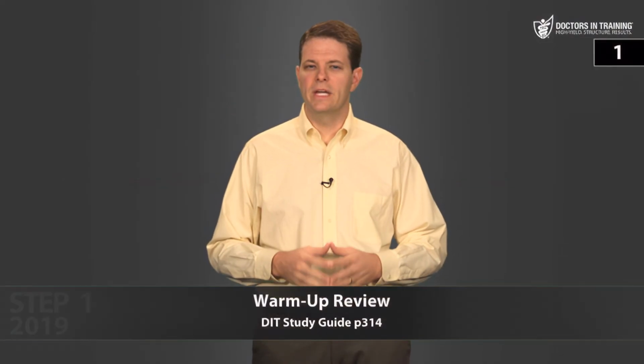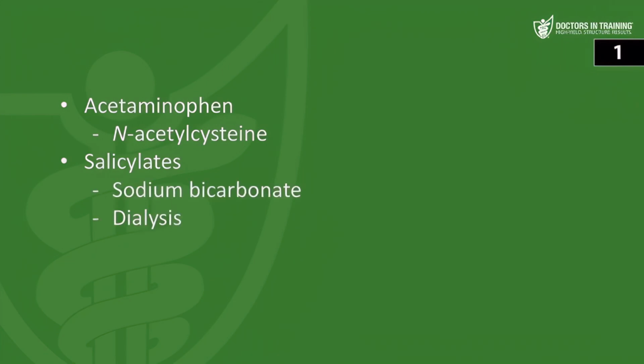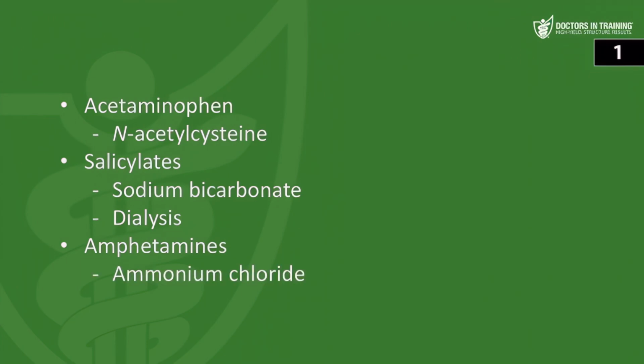Let's go over the warm-up. First question, what's the antidote for each of the following substances? For acetaminophen, the antidote is N-acetylcysteine. For salicylates like aspirin, the antidote is to give sodium bicarbonate to alkalinize the urine. Remember, aspirin is a weak acid, so to trap an acid in the urine, you're going to alkalinize the urine. For amphetamine overdose, you want to acidify the urine by giving ammonium chloride, since amphetamines are weak bases.